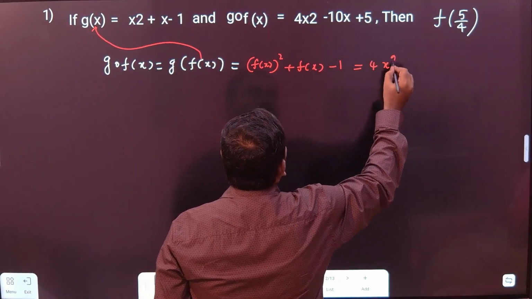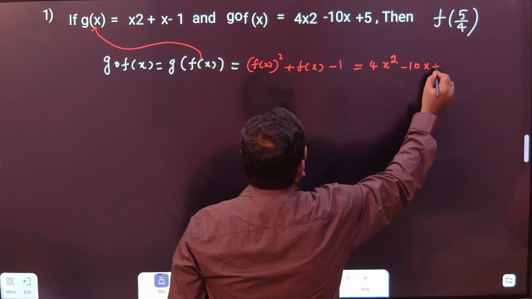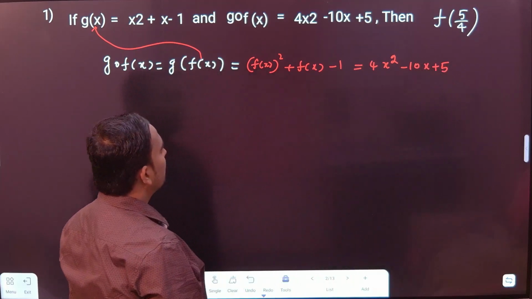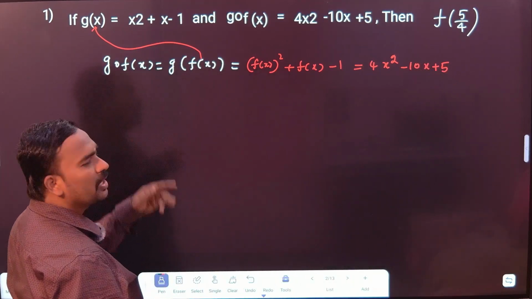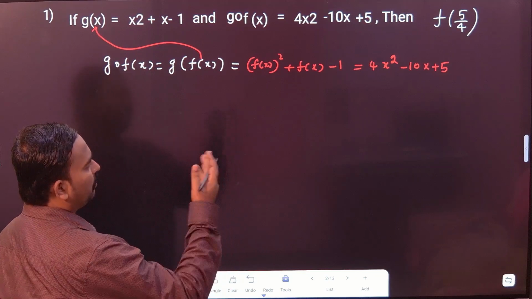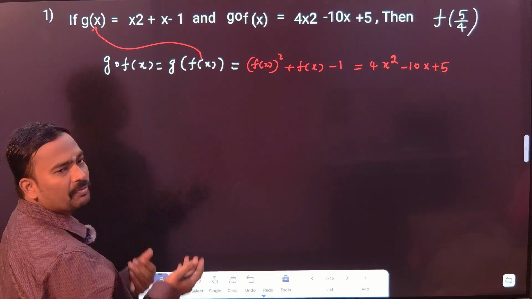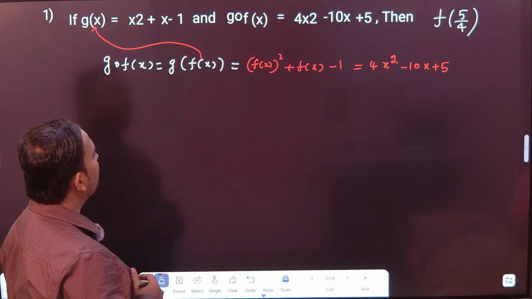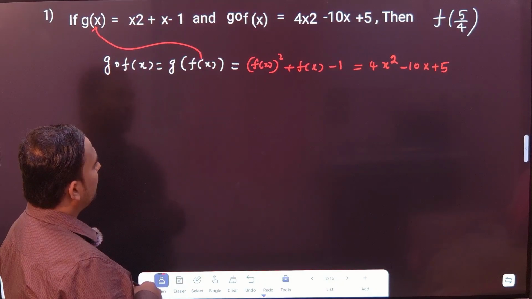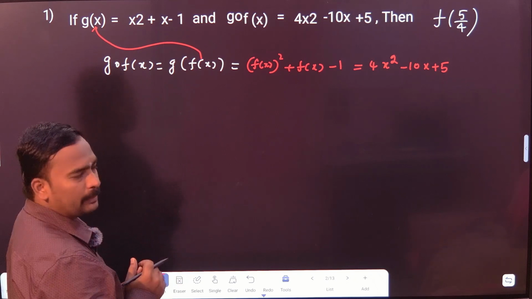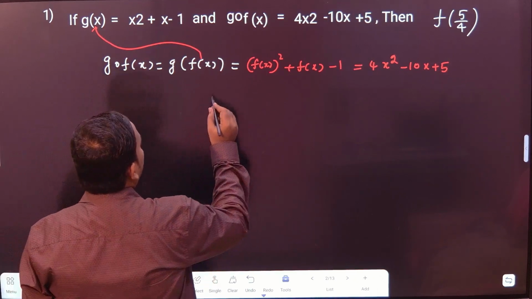4x square minus 10x plus 5 is given to you. This is your g composition f of x that is given to you, 4x square minus 10x plus 5. But what is g of f of x? Just replace x by f of x. Then what will we get here? You can see we need f of pi by 4, right? Okay.